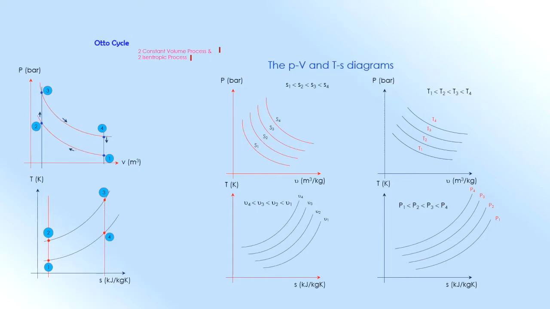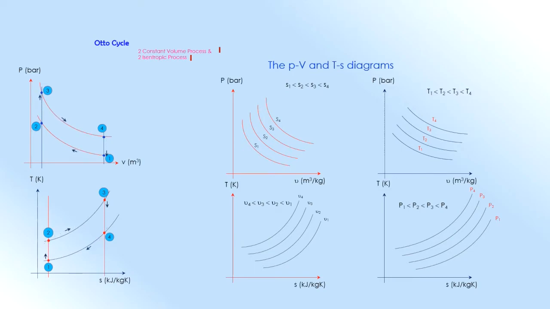Okay, and then on the TS diagram, the same thing. Put in the arrow, state point 1 to 2, and then 2 to 3, then 3 to 4, and then 4 back to 1, complete the cycle. Okay, so then we have the Otto cycle done.